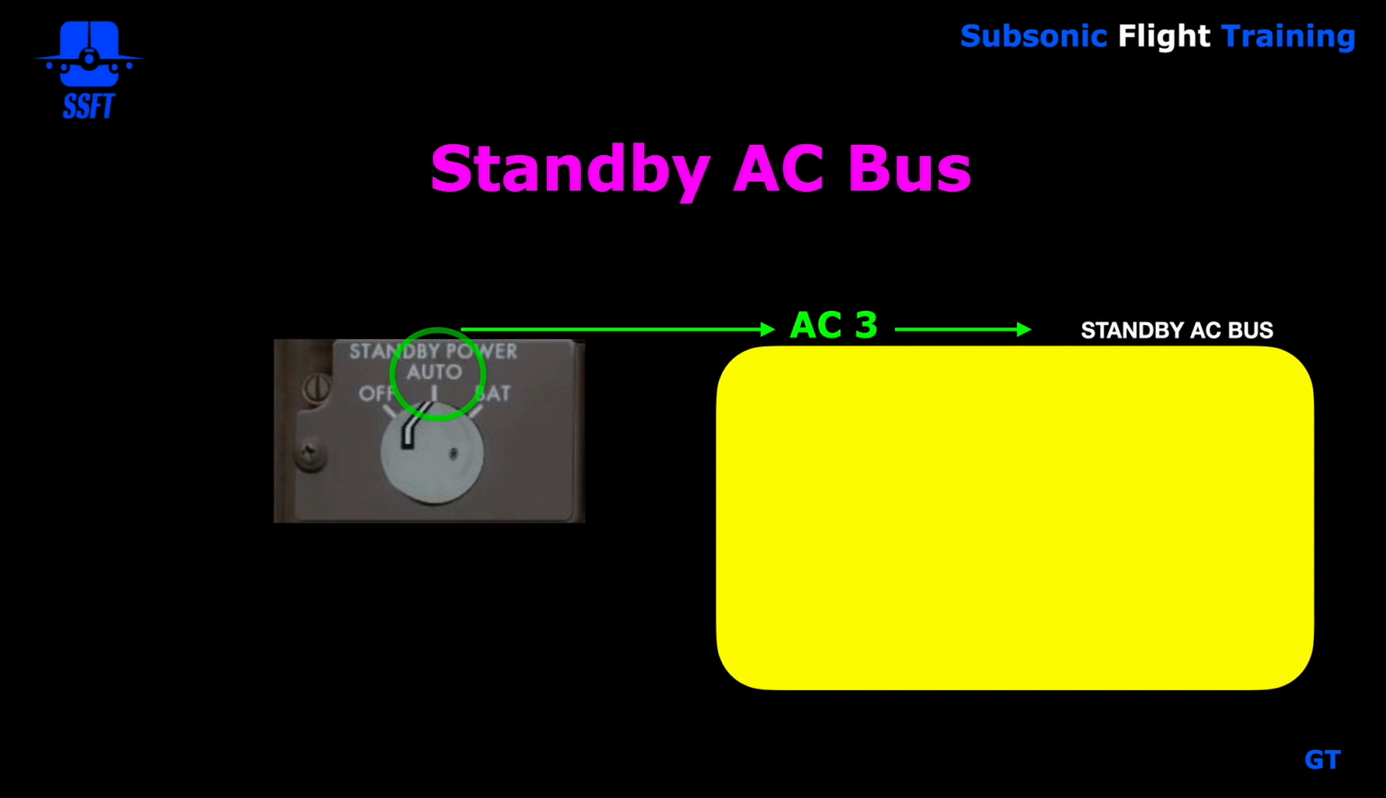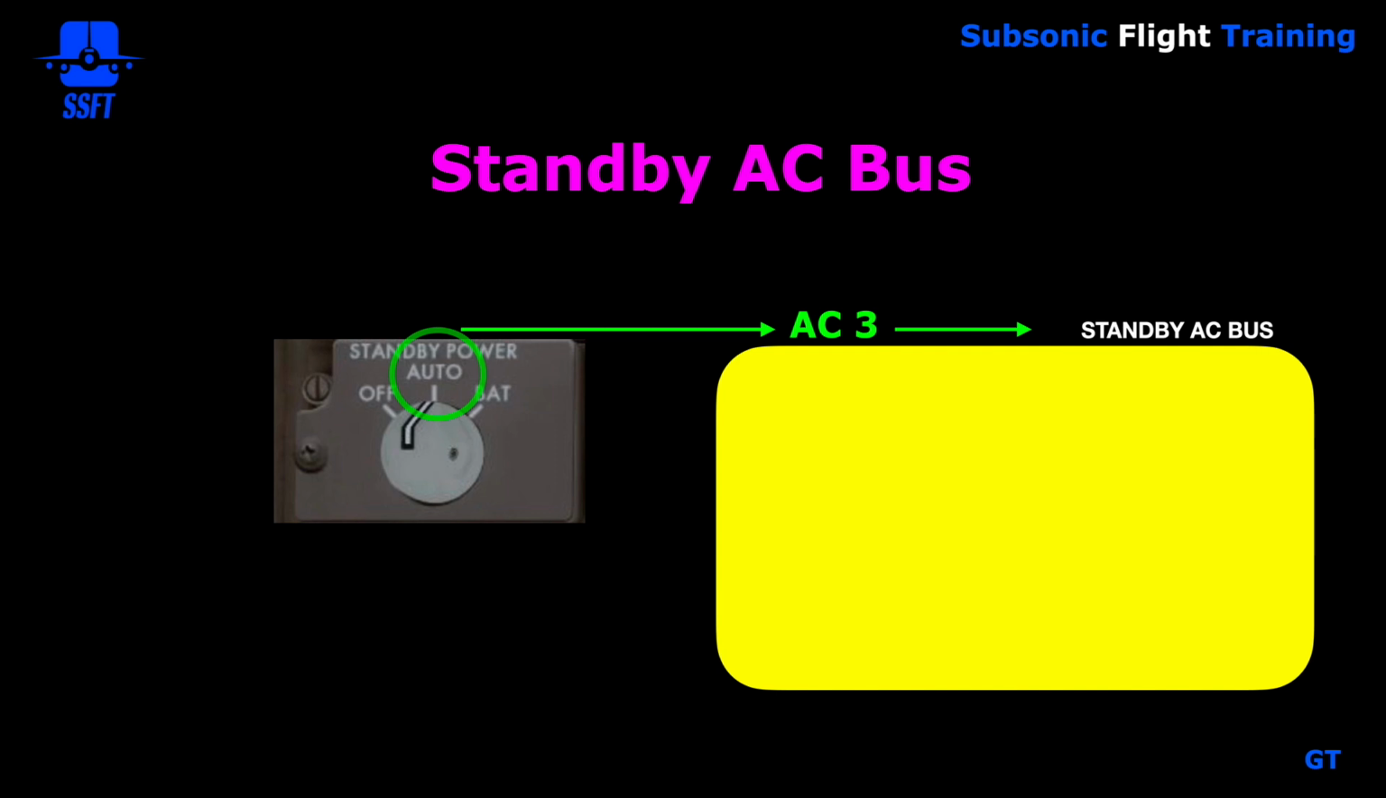On the overhead electrical panel, on the left upper portion of the panel, there is a standby power selector. It has three positions: off, auto, and battery. When the switch is in the off position, the standby AC bus and the APU standby bus cannot be powered at all. Off is off.